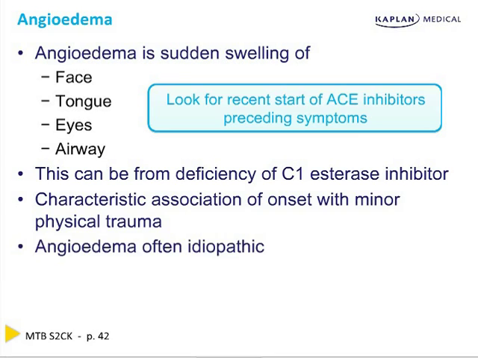What you have to remember, though, is angioedema is often idiopathic. It can sometimes just occur from putting on a t-shirt. Patients have come in and said they had a pillow fight with their sister and the child's face swelled up. What the high yield point for the USMLE is, you want to look for a recent start of ACE inhibitors preceding the symptoms of facial or tongue or eye or airway swelling. This is extremely high yield and the USMLE loves to test for it.